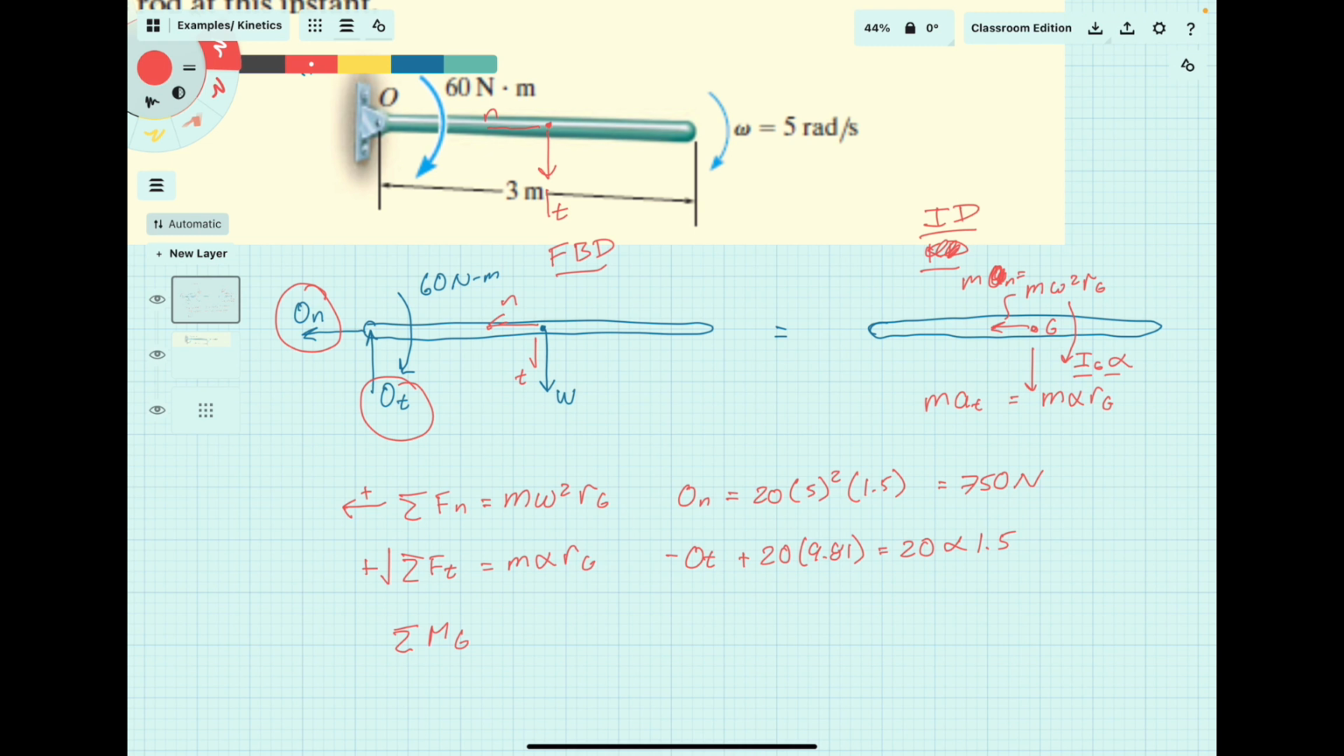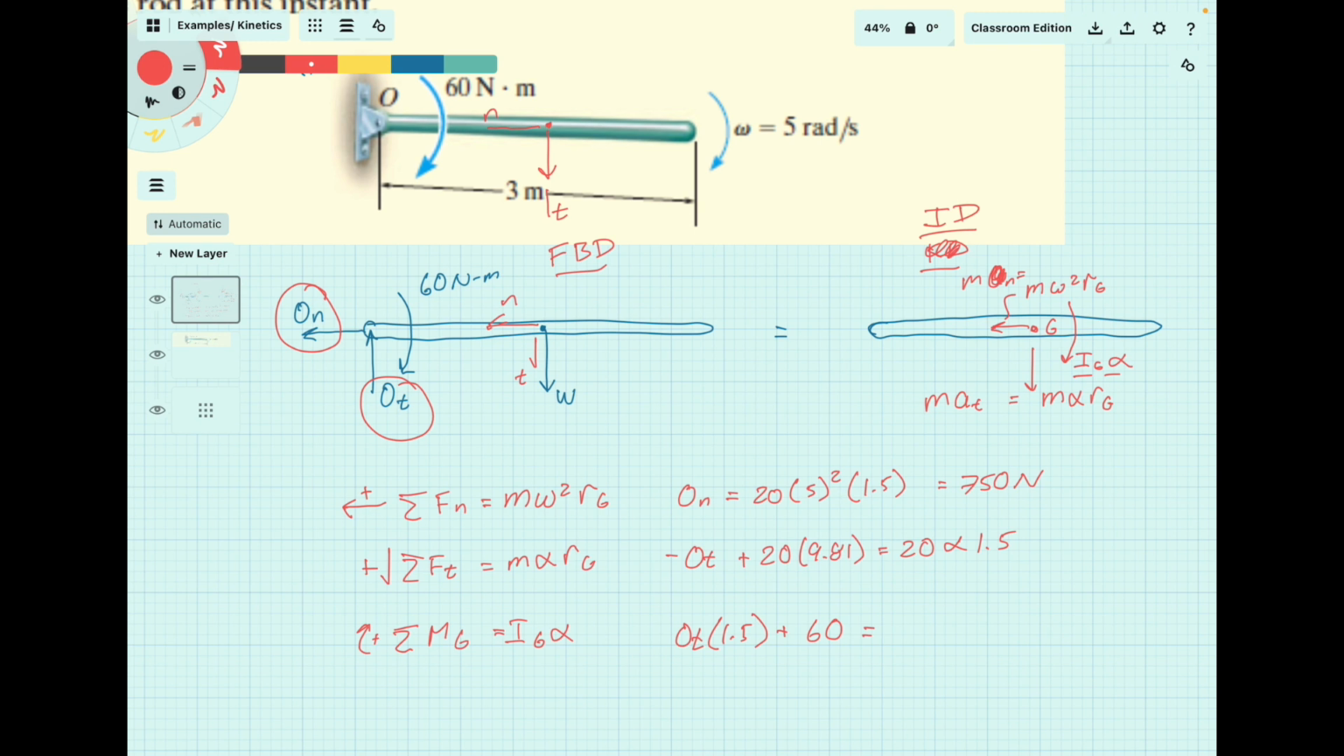So if we sum moments at CG, that is equal to the mass moment of inertia at the CG times alpha, and in this case clockwise is positive. So we've got OT acting at 1.5 meters from the CG. Remember, I'm summing moments at the CG. I've got the 60 Newton meter applied moment. Remember, when you've got an applied moment, its location doesn't really matter. You can apply that moment anywhere on a rigid body, and when you sum moments, it's just a moment. Its magnitude doesn't change based on position, so that's all we have there.